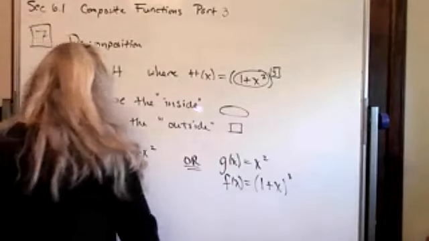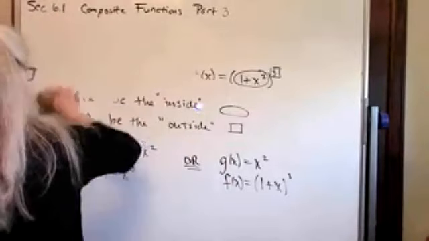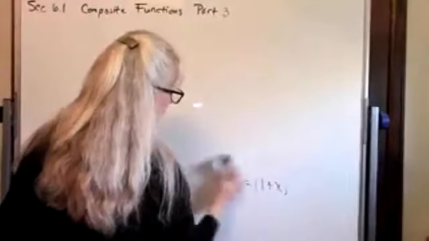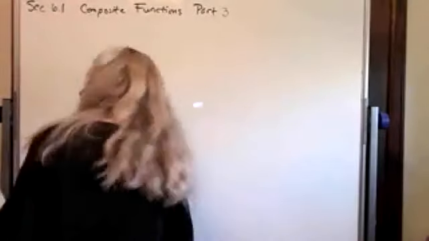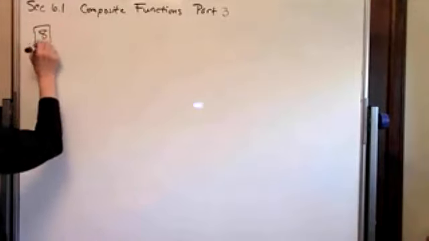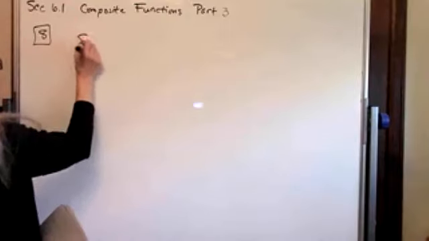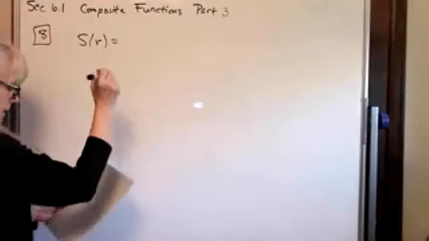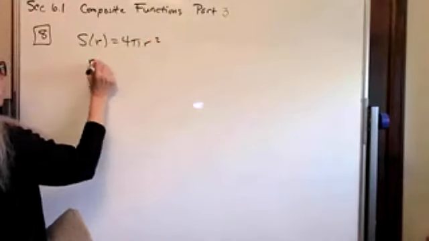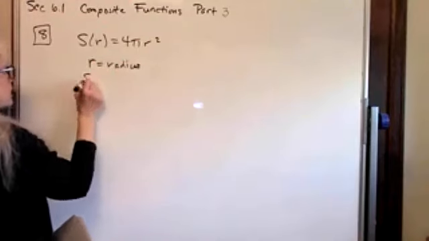Finally, our last example for section 6.1 is an application, just to show you that it does happen in the real world. So example 8. The surface area of a hot air balloon is given by S of R is equal to 4 pi R squared. So R is the radius of the balloon, and S is its surface area.